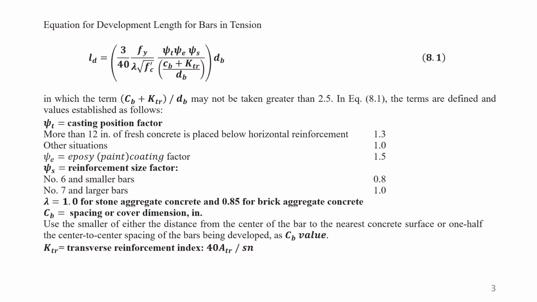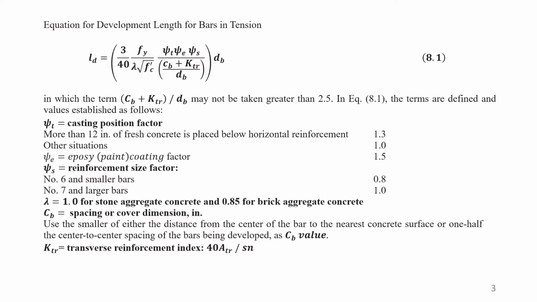moment design. And here, if we start this equation from the beginning, 3/4 is a numerical factor. Fy is the yield strength of the steel, and whether you use 40 grade or 60 grade steel, the development length will depend on that. And below Fy there is a lambda factor, and lambda factor is the aggregate factor.